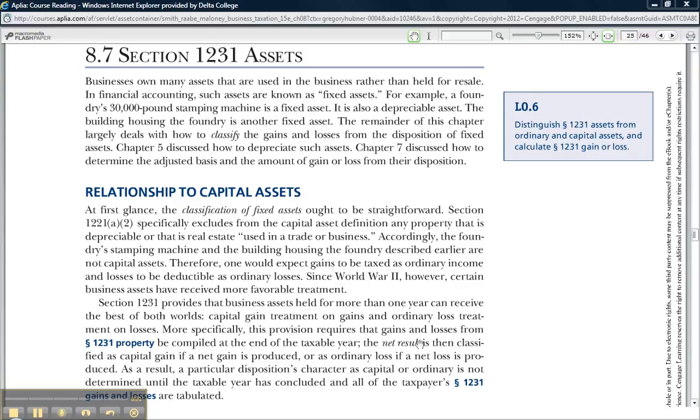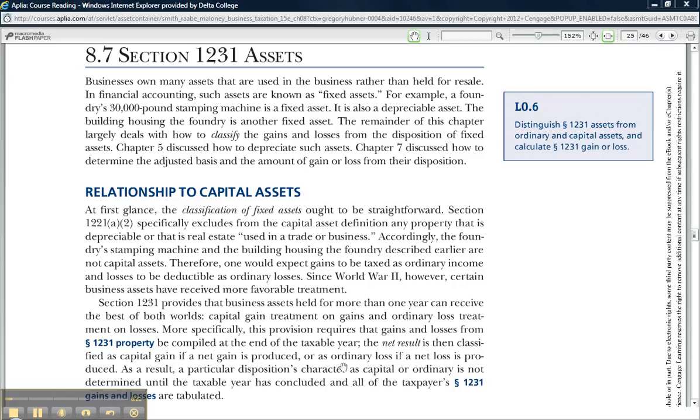Learning Objective 6 talks about Section 1231 assets. It distinguishes them as business use, long-term, depreciable assets. Okay, so fixed assets, property, plant, and equipment, that kind of stuff. That's what we're talking about. Business use, long-lived assets. That's 1231 property.